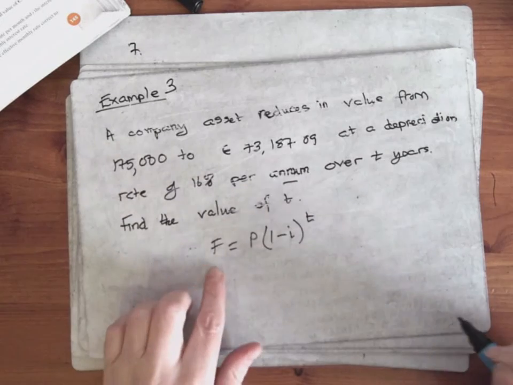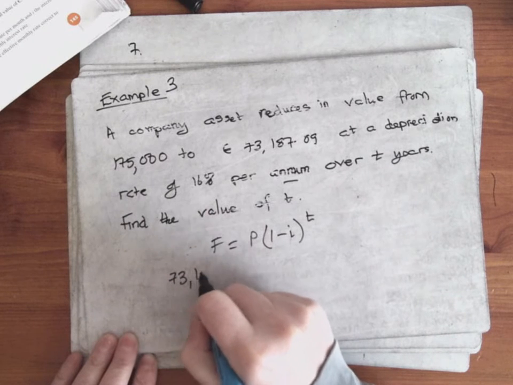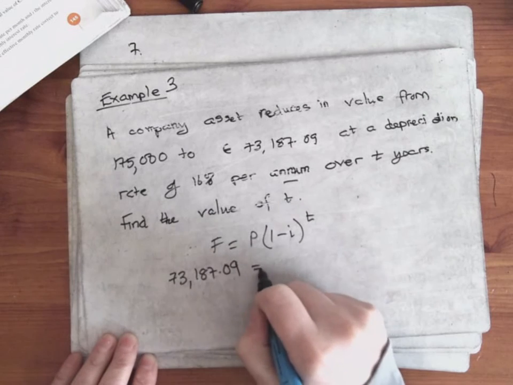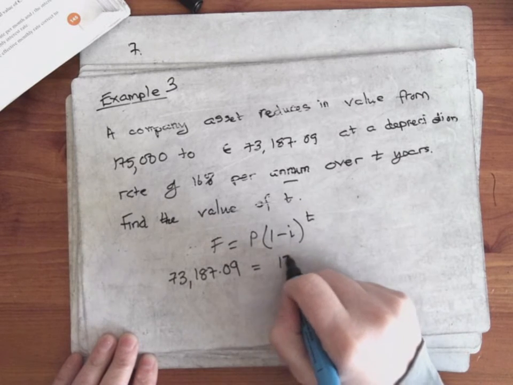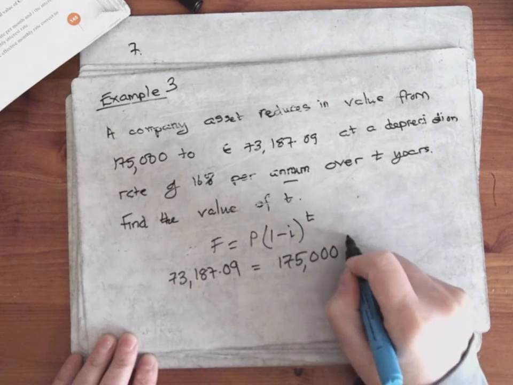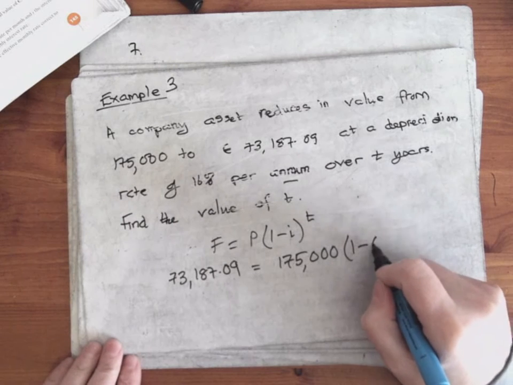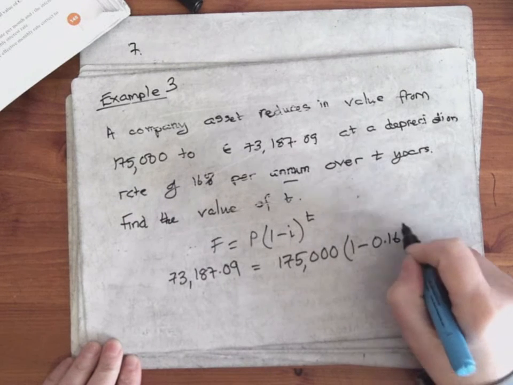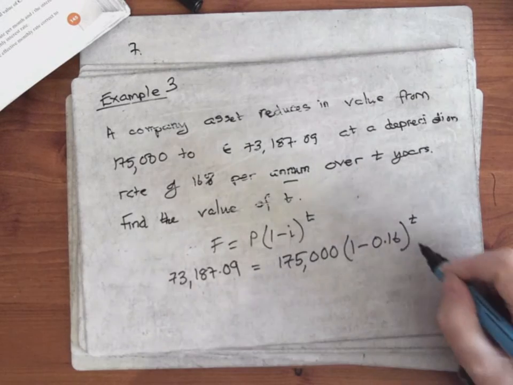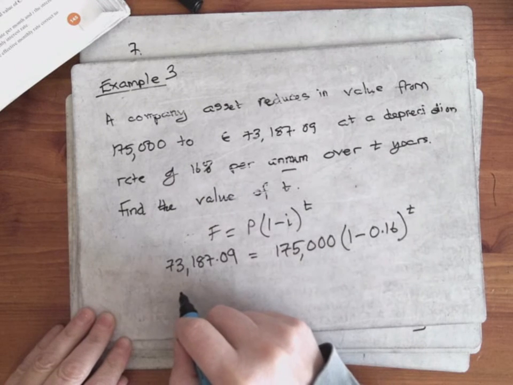The final amount is what it's worth now, 73,187.09 now. Principal is what it was worth at the start, 175,000. And it's 1 minus the interest rate, which is 16%, so 16% as a decimal is 0.16. And I'm missing t. When you're missing the power, you have to use logs.